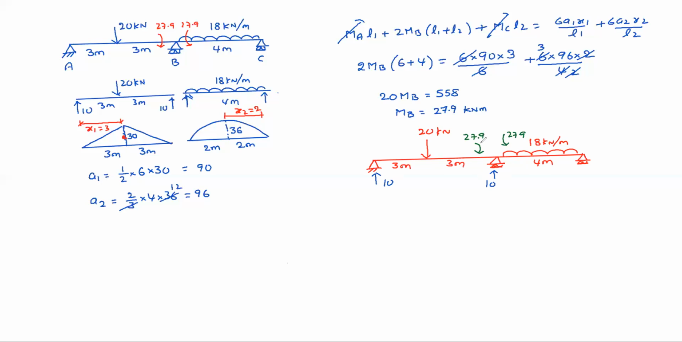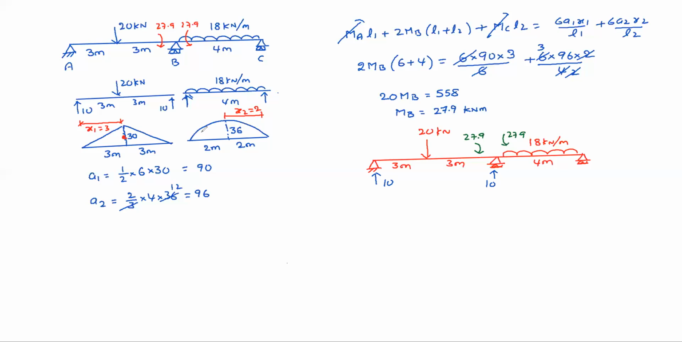Sir, is the A2 value correct? A2 is 2/3 of 4 into 36. 3 twelves are 36, so 2 into 4 into 12, that is 96. And the 2/3 value is because it is the area of a parabola.